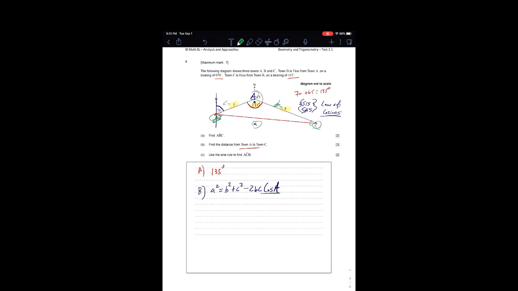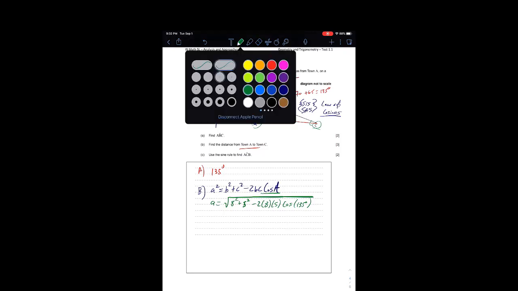So here we go. We're going to solve for little a. So we're going to take the square root to get little a because it's actually a squared. So let me actually rewrite that. a is going to be the square root of b squared plus c squared, which is 8 squared plus 5 squared, and then minus 2 times 8 times 5 times the cosine of 135 degrees. We actually know the cosine of 135. It's actually negative root 2 over 2 because it's a unit circle angle, if you know your unit circle.